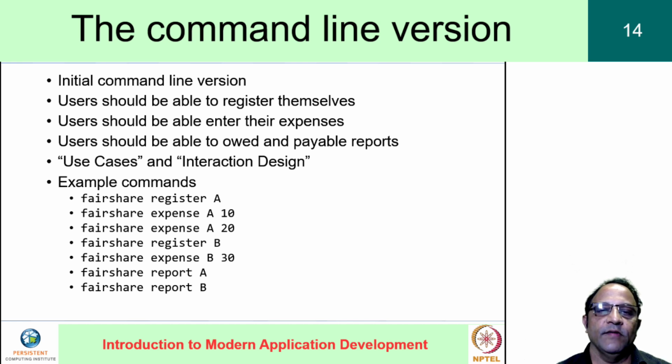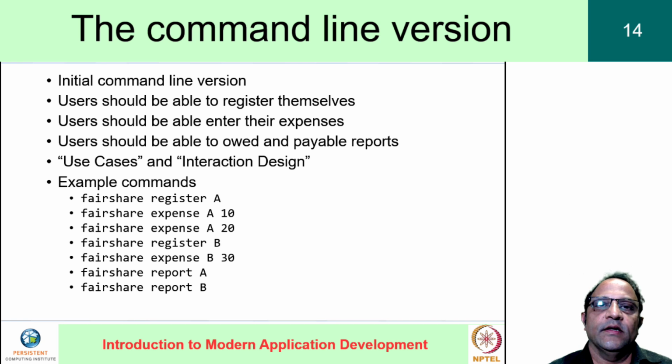So as you can see, if we imagine what the command line app is like, for the simple examples that we have discussed, the usage of the app will look as described in this slide. You first call up the fair share program, then A registers themselves, then they enter their expenses, and then B registers themselves, and then they add their expense, and finally both of them ask for the report, at which point the app should print out who owes how much to whom. So this is a sketch of what it is like to use our app.